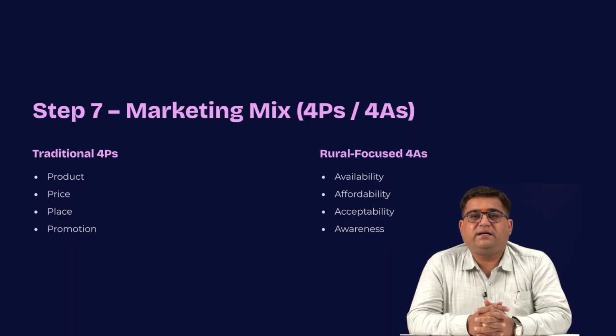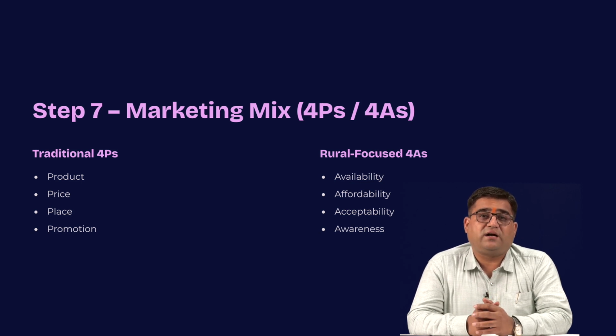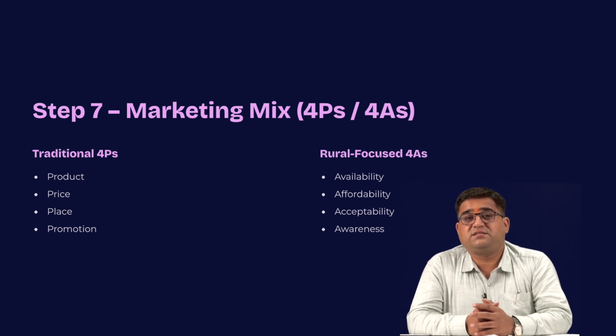With a clearly defined target rural market, we now advance to step 7, that is, designing or modifying the marketing mix. This is where the company crafts or adopts the fundamental elements of marketing, that is the 4 P's: product, price, place and promotion, to specifically suit the conditions and consumer characteristics of the chosen rural segments. Success in rural marketing often hinges on insightful modification to this traditional mix.